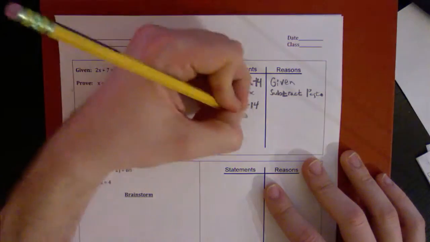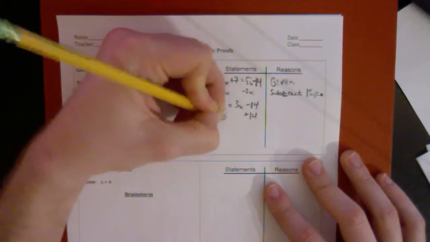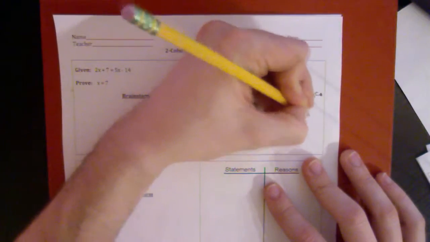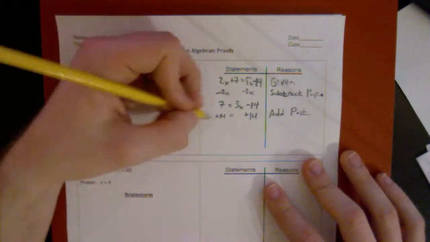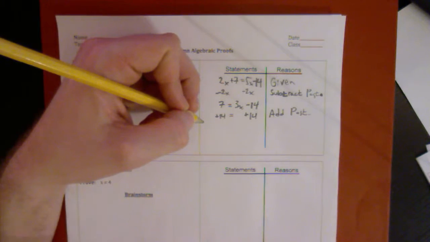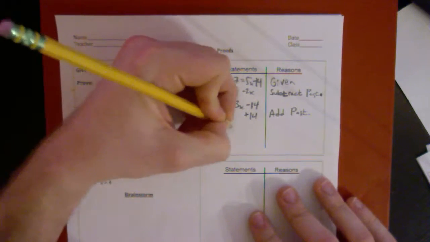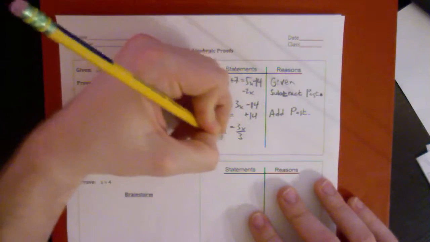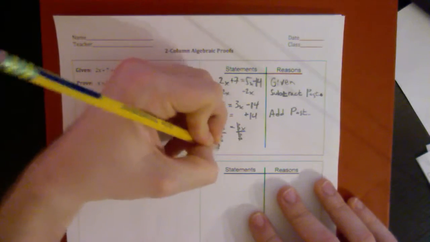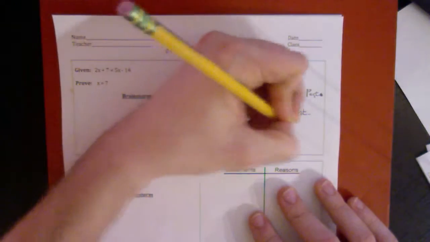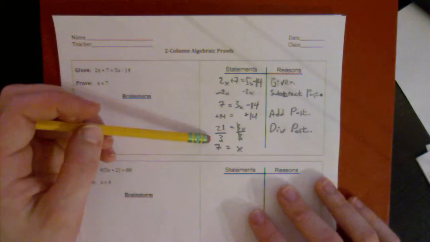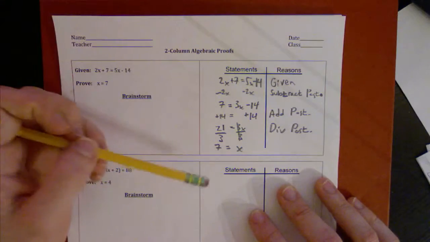Well, now I need to start getting the x by itself, so I'll do plus 14, plus 14. I can do this by the addition postulate. Okay. I'm left with 7 plus 14 is 21 is equal to 3x. Well, then I need to divide both sides by 3. I'm left with 7 is equal to x. That was by the division postulate because I divided both sides by the same amount. So that was our division postulate. And I was left with x is equal to 7.